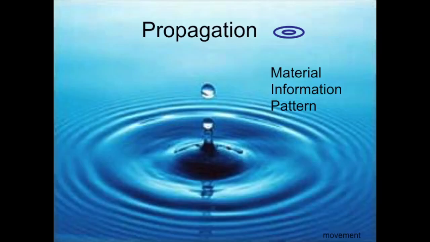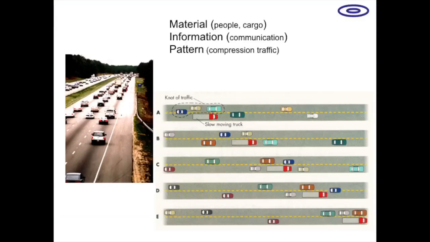Now, propagation is really a form of movement. It can be movement of material, information, or patterns through a system. Take a road, for example. You have cars on the road moving cargo down the road. Information can be transmitted down the road. But we've also got patterns that are, in some sense, independent of what's in the agents going down the road.